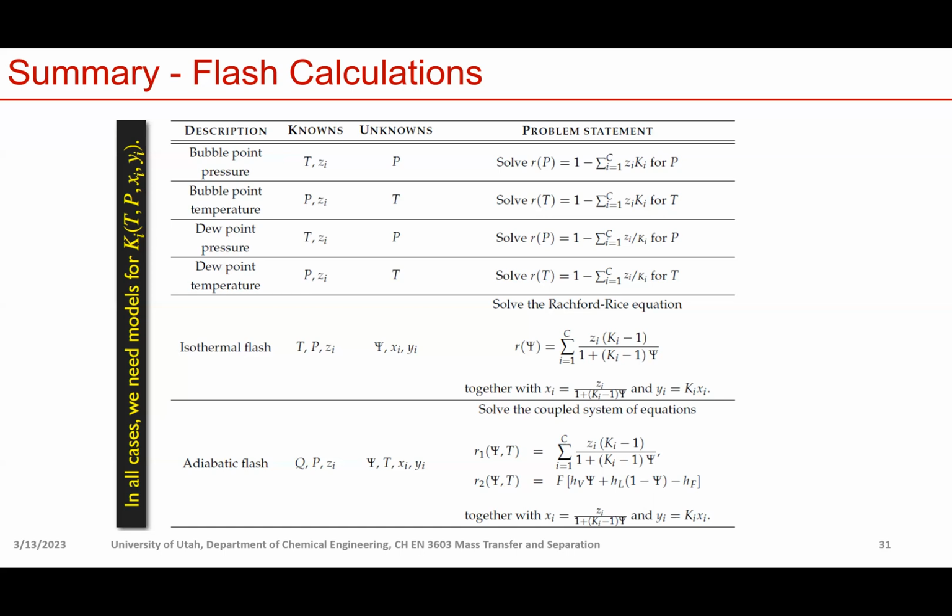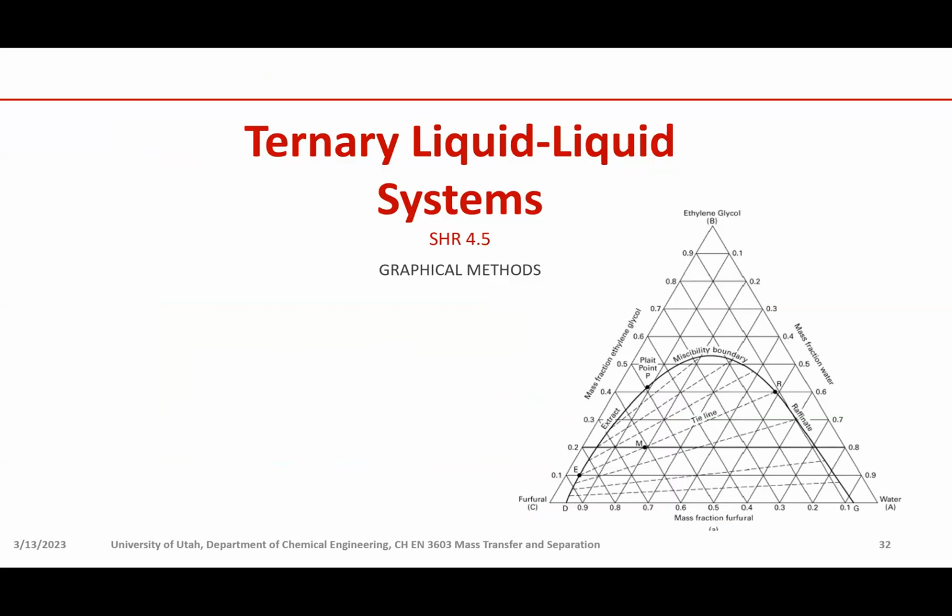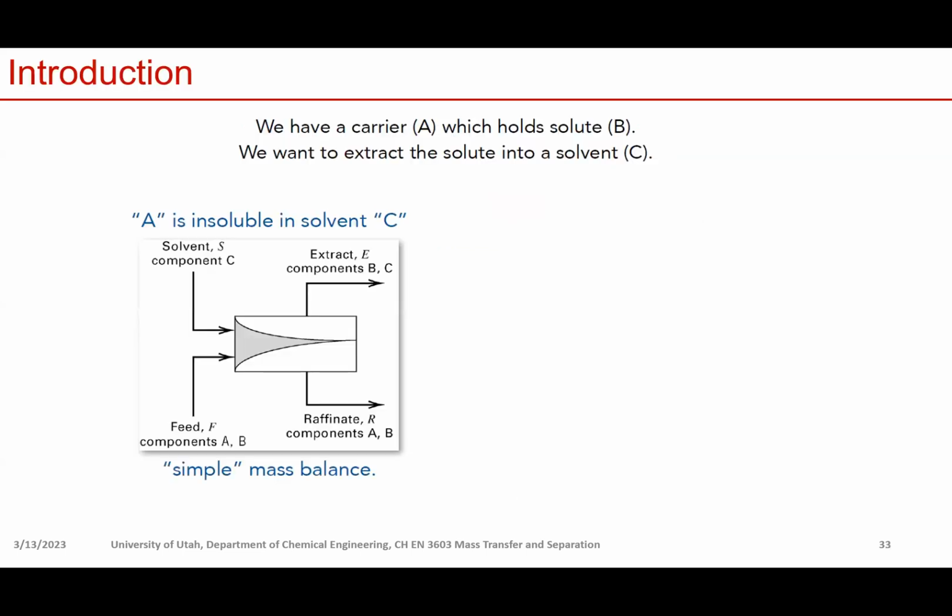So next, we're going to talk about the ternary liquid-liquid system. So far we've been talking about gas-liquid equilibrium systems, either binary, in which we have two components, or multi-component, where we have more than two components. Next, we're going to talk about the ternary liquid-liquid system using a graphical method.